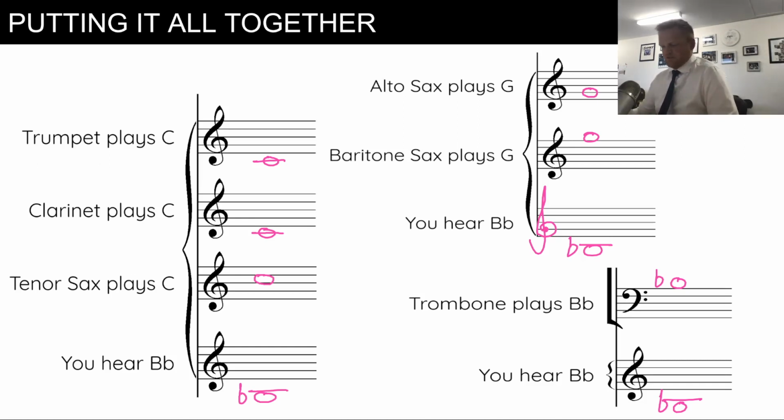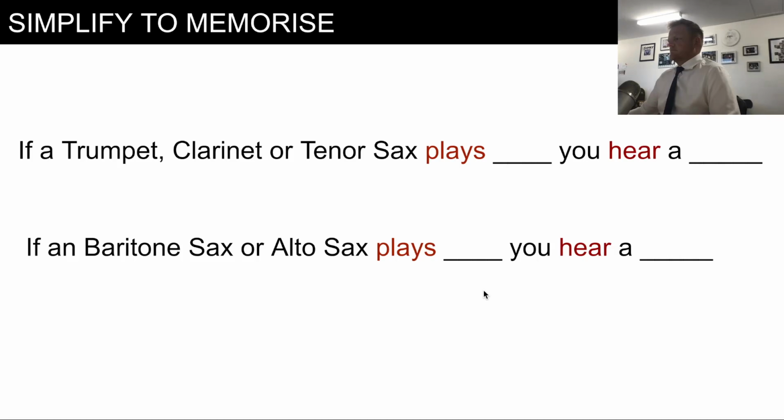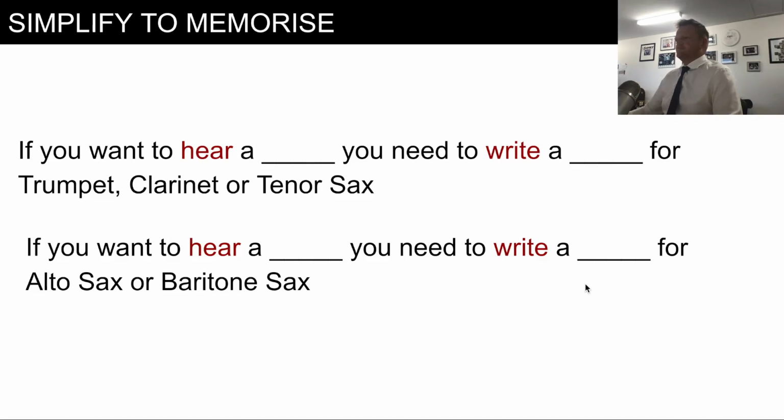Let's try a few examples, I think. Oh, you obviously need to try and memorize this. All right, maybe we're not going to do examples yet. So if a trumpet or clarinet plays a C, you hear a B flat. Plays a G, you hear a B flat. So that'd be one way to simplify it: turn it into a little statement. You could put it the other way around here, because sometimes you want to do it the other way around.